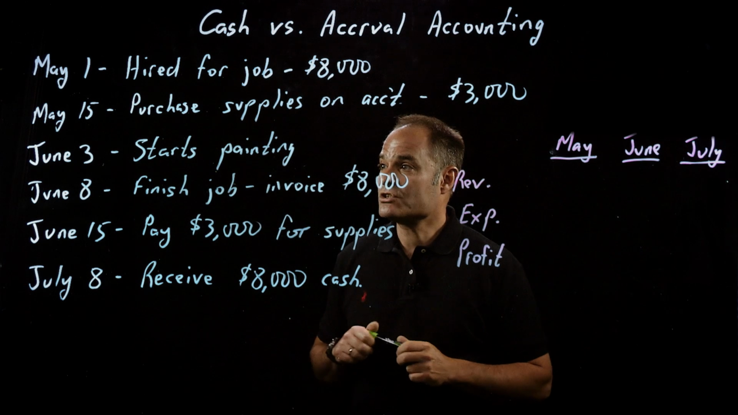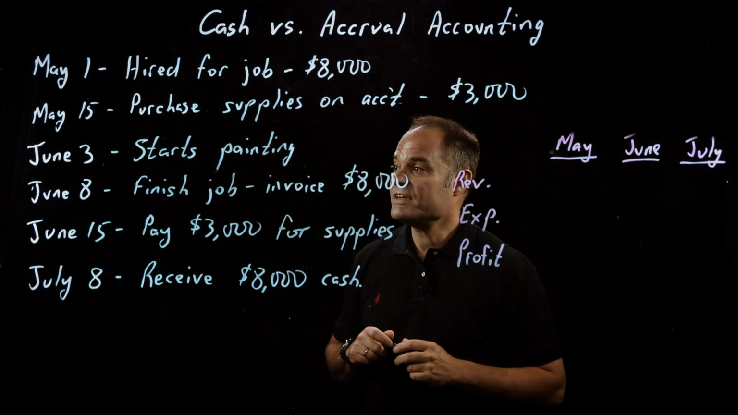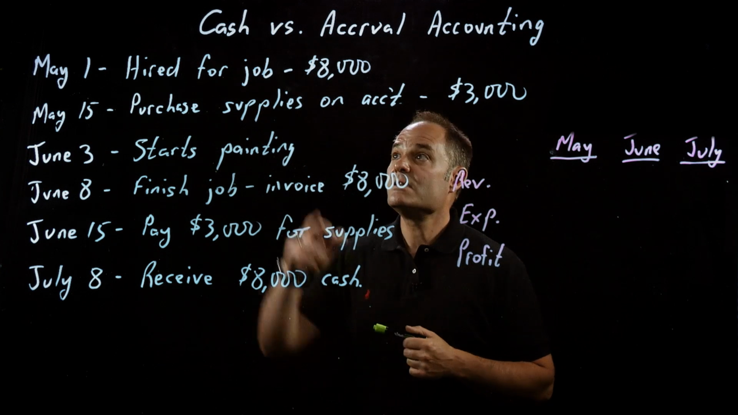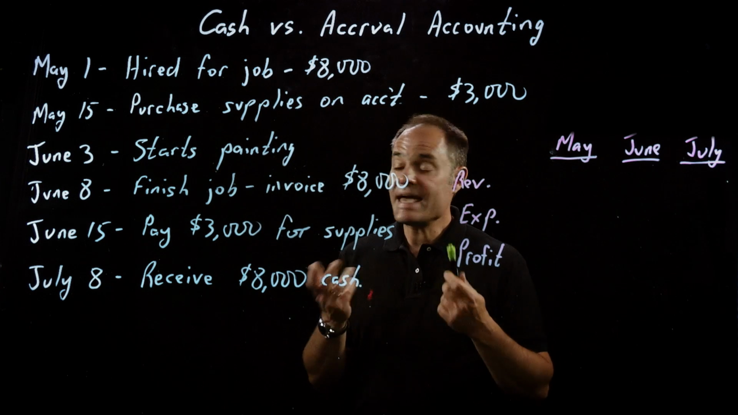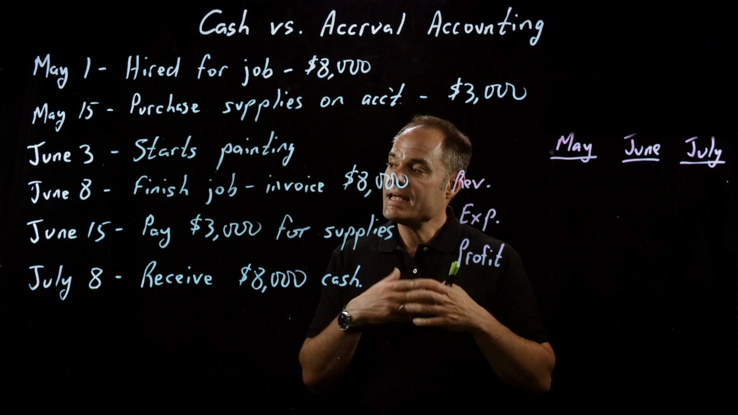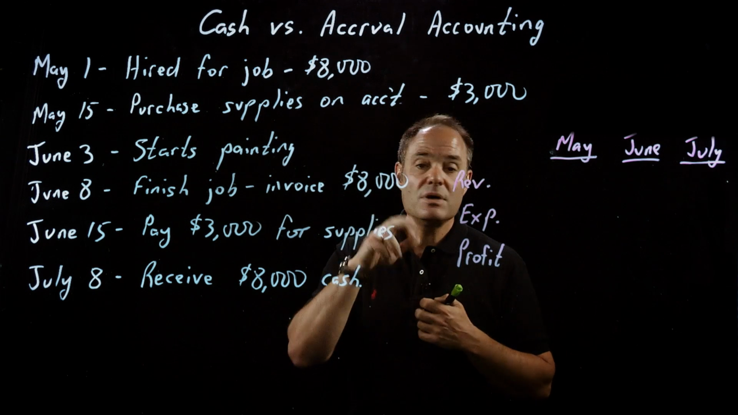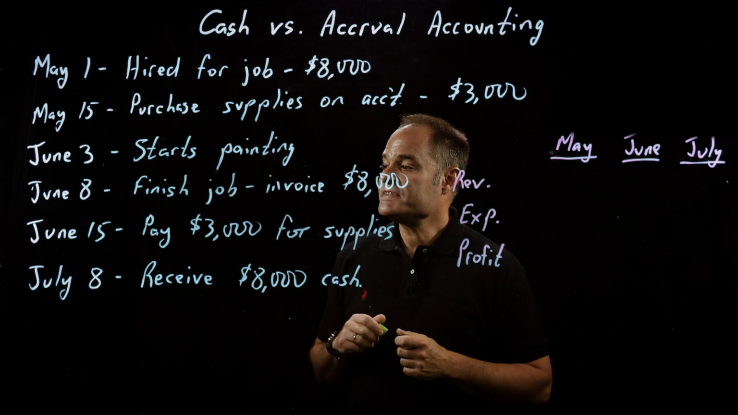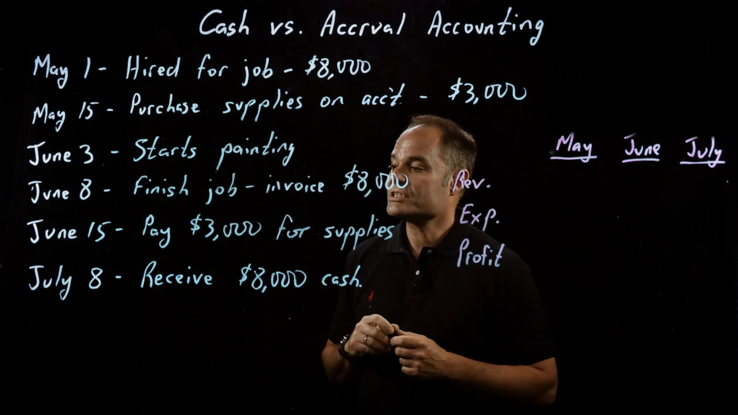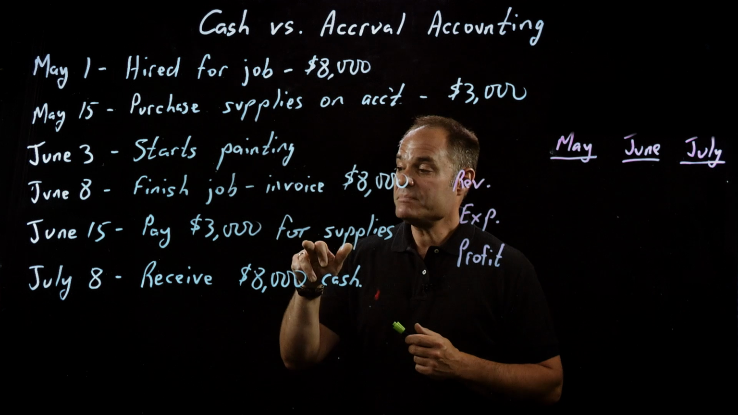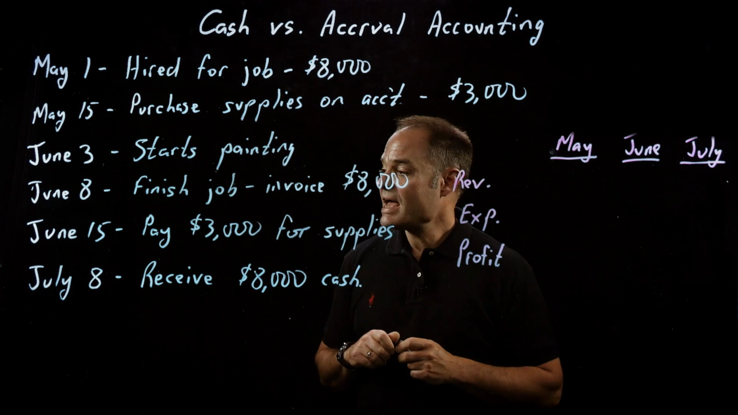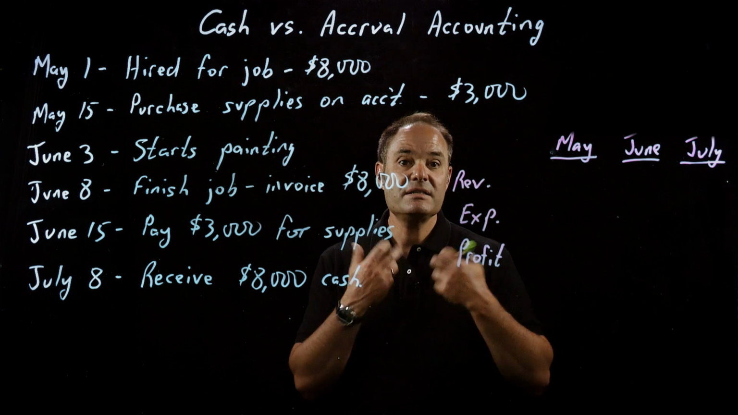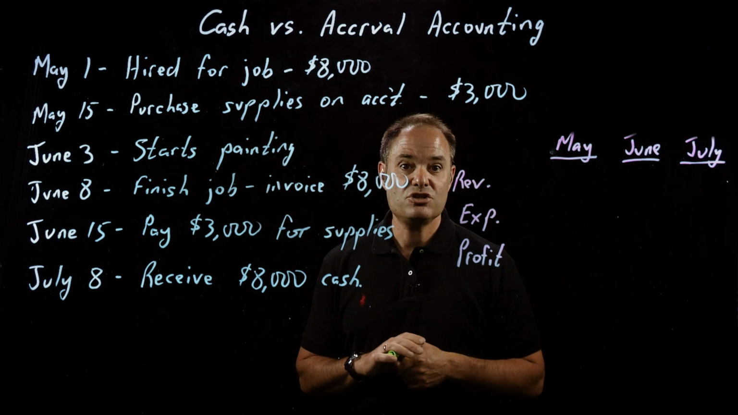On June 3rd, he starts painting the house, and on June 8th, he finishes the job, and he hands me an invoice for $8,000, agreed to price. Again, he hasn't received cash yet, but he has an account receivable now, as we think of it, of $8,000. Then on June 15th, a month after he purchased the supplies, he pays the $3,000. And on July 8th, he receives $8,000 of cash from me in payment for the painting job he's just done.